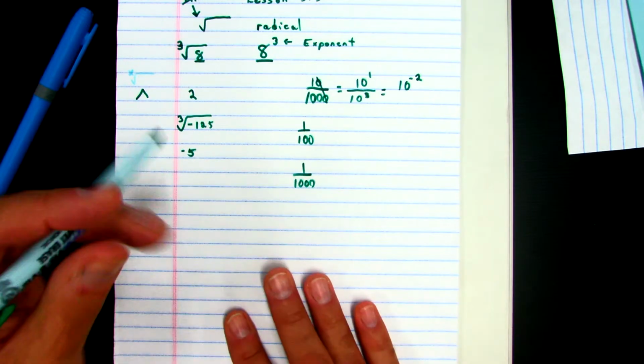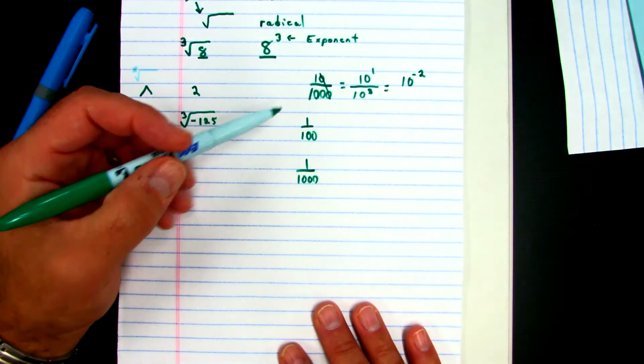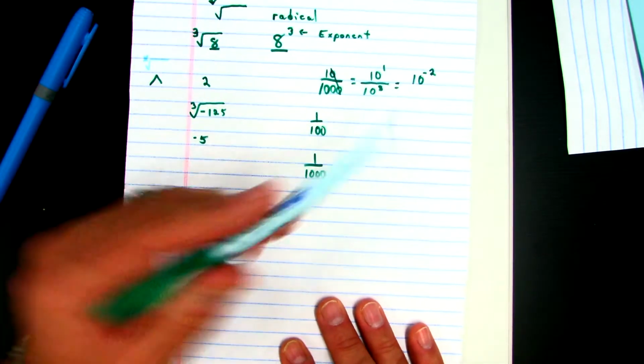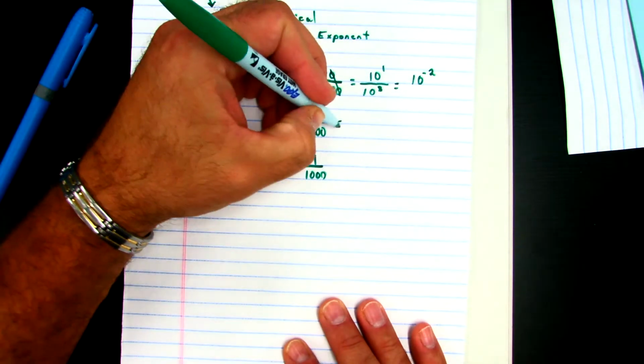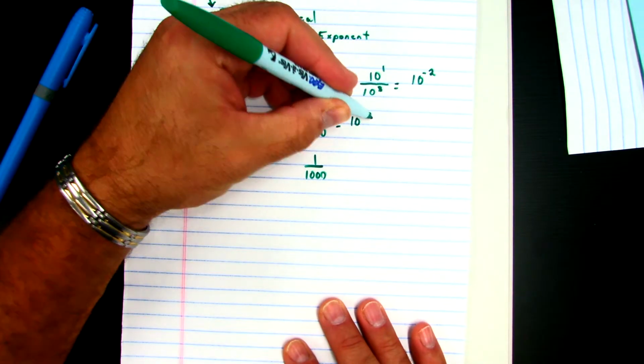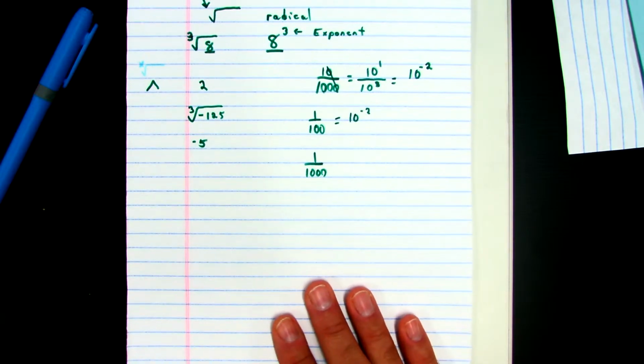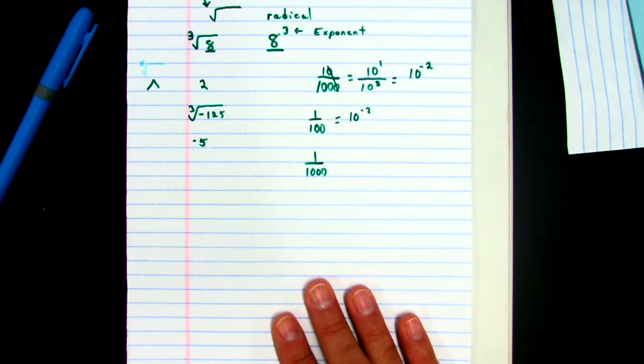Okay. Now, many of you are wondering, well, when he reduced that, he got 1 over 100, and over here he had 10 to the negative 2. Understanding that these two numbers are the same. Some of you are like, I don't get it. Well, it works like this. Whenever you have a negative exponent, you can make it positive by flipping it over the fraction bar.